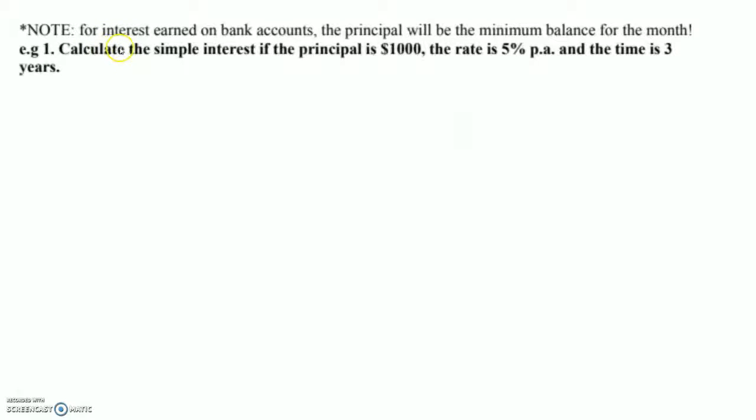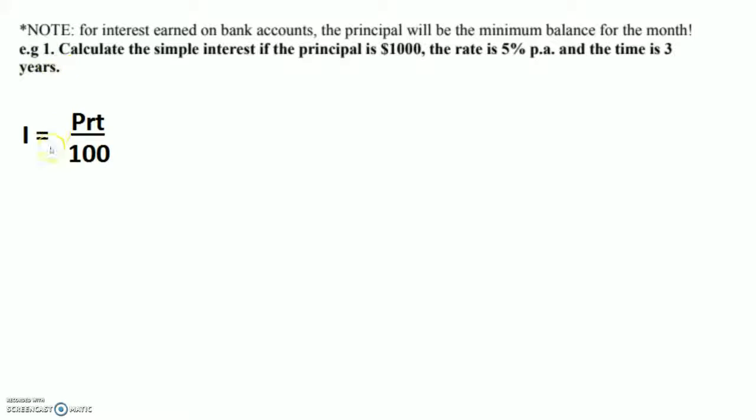Let's go through an example. Example 1, calculate the simple interest if your principal is 1,000, your rate's 5%, and time is 3 years. Just a note, for interest earned on a bank account in real life, your principal amount will be your lowest amount for that month, not your starting amount, your lowest amount.